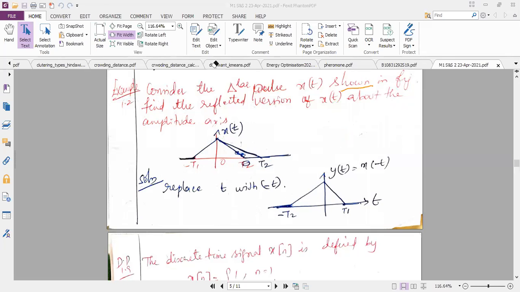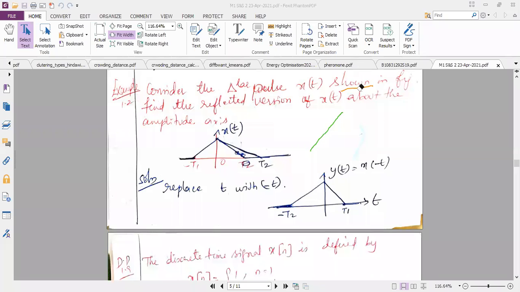If I keep the mirror here, won't I get the signal which is nothing but the mirror image? The reflected signal is like a mirror image. You can see here, and small distance. I hope you are following this.